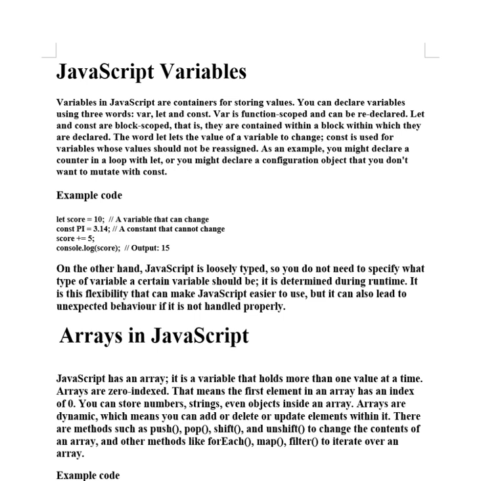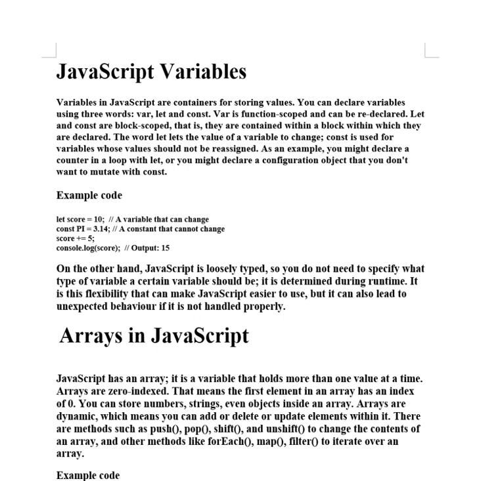JavaScript variables. Variables in JavaScript are containers for storing values. You can declare variables using three words: var, let, and const. Var is function scoped and it can be redeclared. Let and const are block scoped. That is, they are contained within a block within which they are declared.